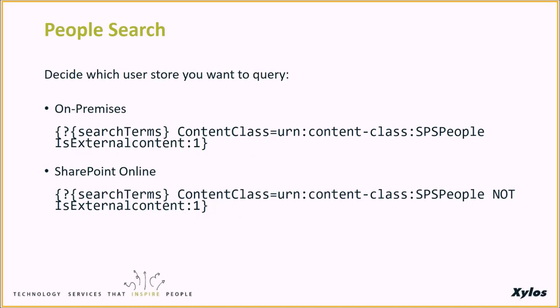In my example, I'm using the second one, SharePoint Online. So I'm using my SharePoint Online as people source, and then I'm specifying, okay, give me all people where they're not coming from on-premises. That's basically what this second query says.